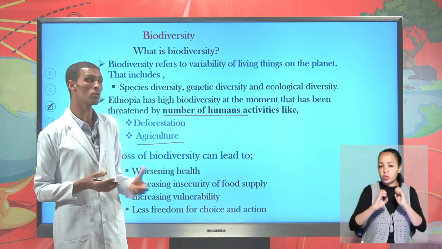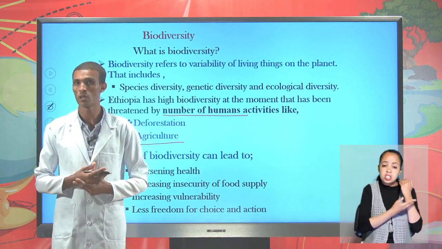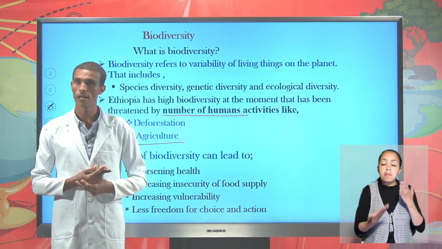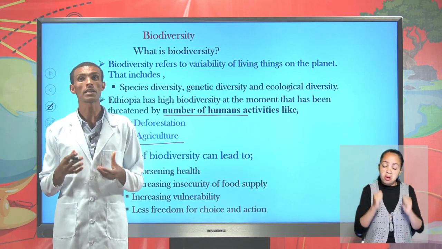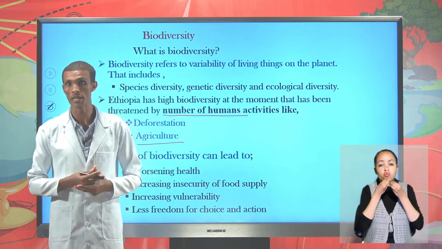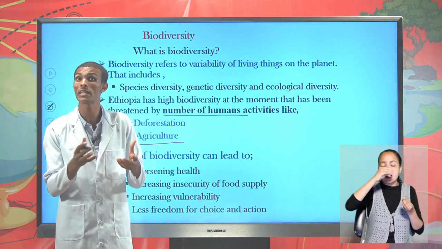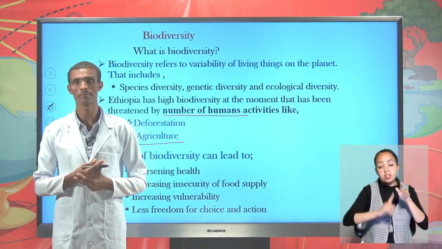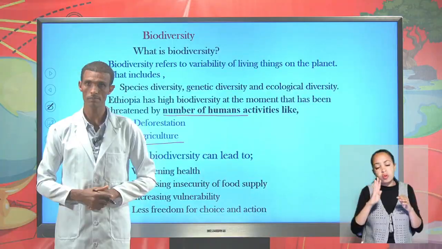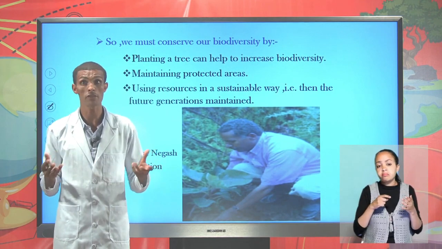If our biodiversity continues to be lost through deforestation and agriculture in a continuous manner, we may encounter worsening health problems and increasing insecurity of food supply. The problem of food supply may be encountered here, and vulnerability to environmental and human-related problems may be encountered as well. This is the problem we can encounter as a result of loss of biodiversity. If it continues in this manner, we may be affected by many factors.